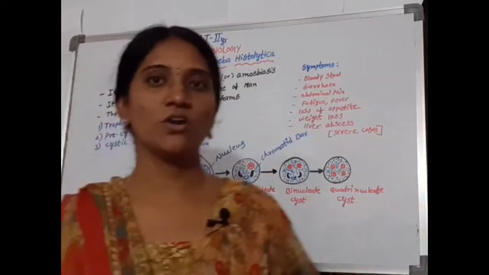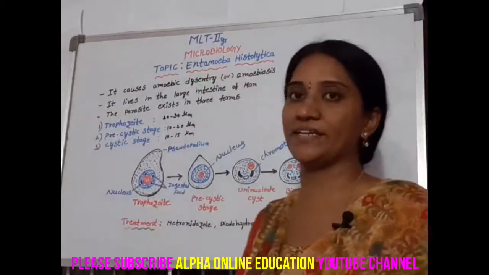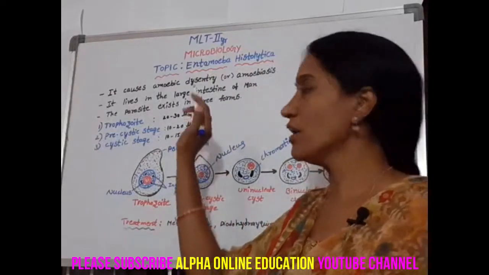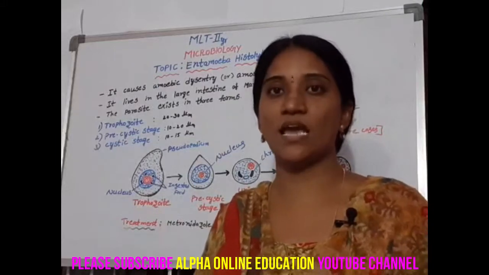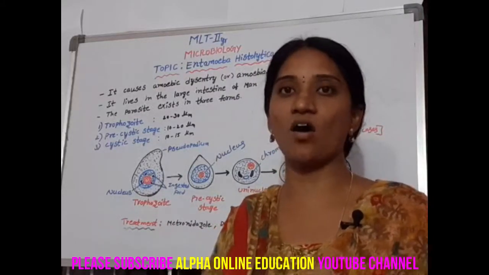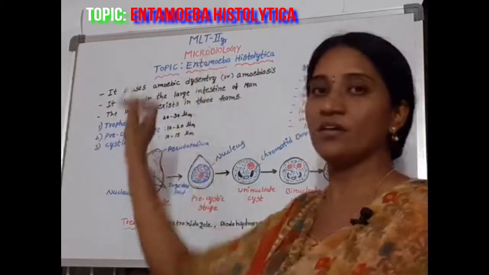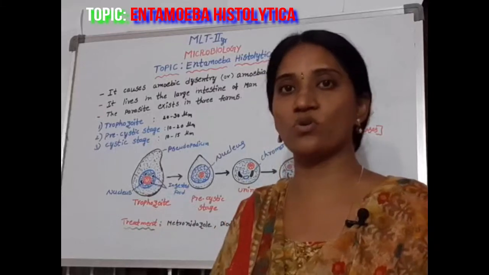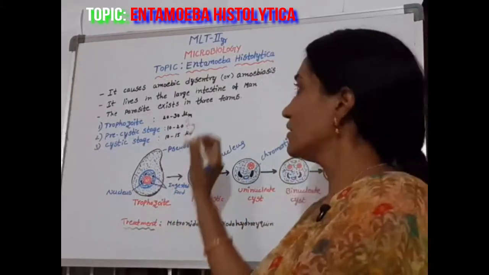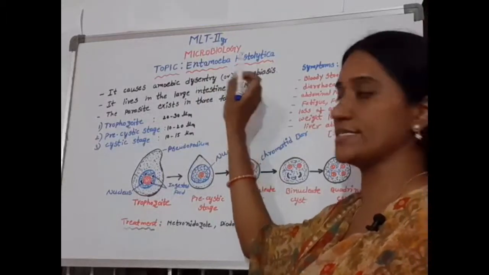Dear students, today we will discuss Entamoeba histolytica. It causes amoebiasis, or amoebic dysentery. It is a protozoan parasite.